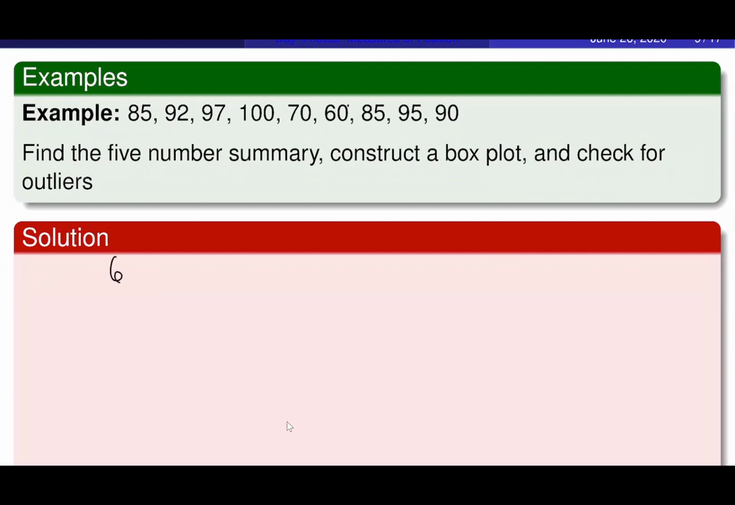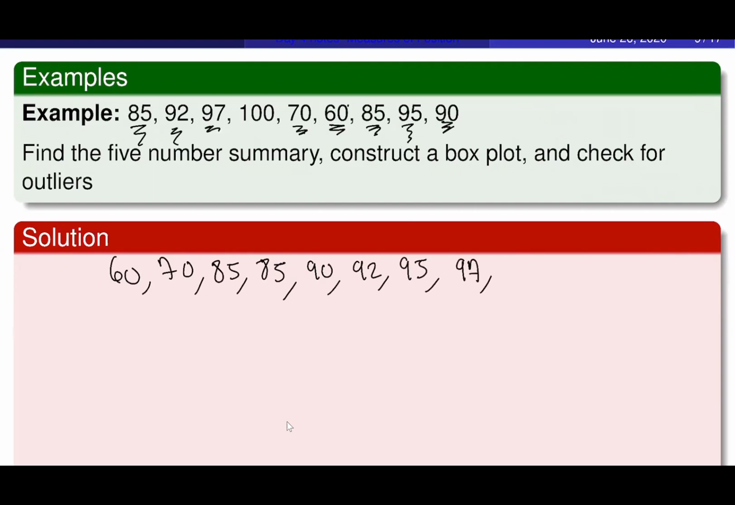So we'll say 60, 70, then we get 85, then 85, then you get 90, 92, 95, 97, and 100. All right, so that's our data set arranged from lowest to highest.